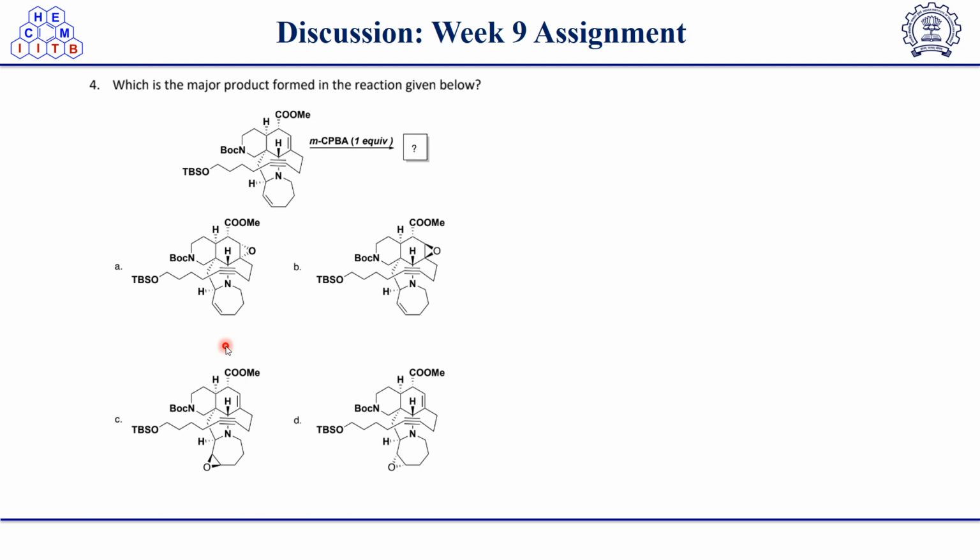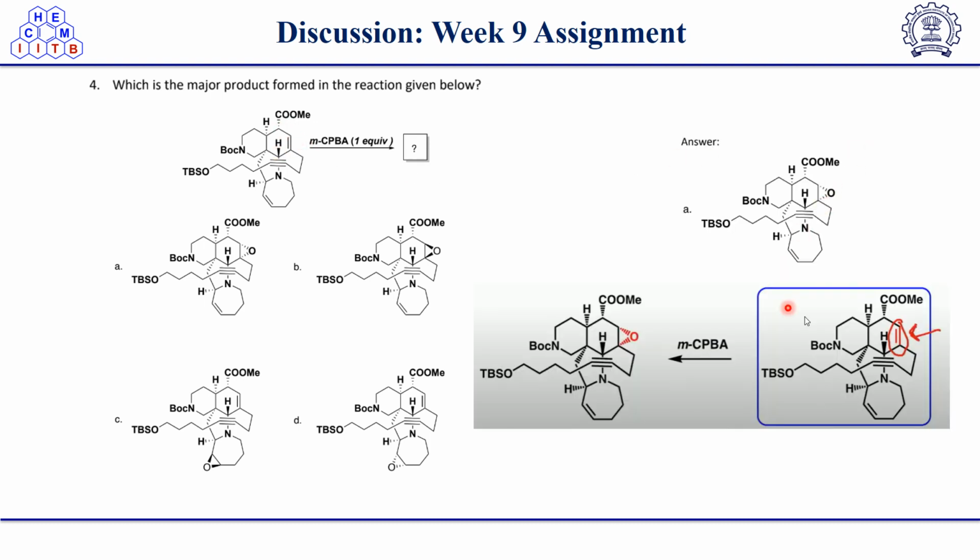So here, as we know, mCPBA will be helping in the epoxidation of this alkene. So this alkene, the more substituted double bond, will be getting epoxidized. So correspondingly, we will get this, and this will be directing this epoxidation, and we will be getting this epoxide on the alpha side, that is the below side. So option A will be the correct answer of this question.